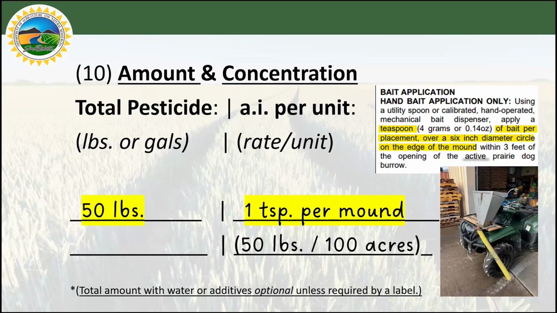And the active ingredient per unit that you're putting out then is 1 teaspoon per mound. So that comes right from the label of how much you're putting out, how much active ingredient per unit, whether it's per mound, per acre, however you want to record it. From this label, we use a teaspoon per mound, which comes out to about 50 pounds per 100 acres.